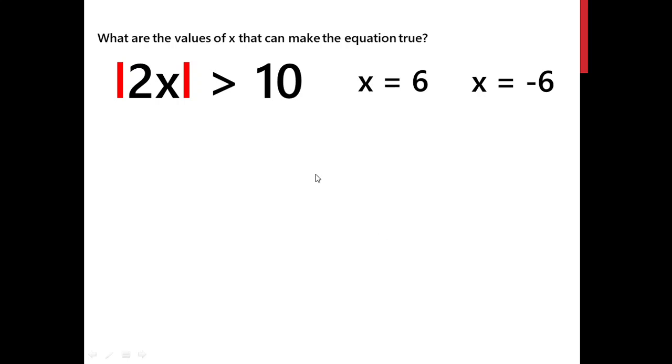Now, take note that the inequality being used is a greater than sign. So therefore, it's possible that there's more than two correct answers here. Am I right? Because we have the inequality statement, there are multiple possible answers here, not only two numbers. Now, let's try to find out what those possible numbers are.